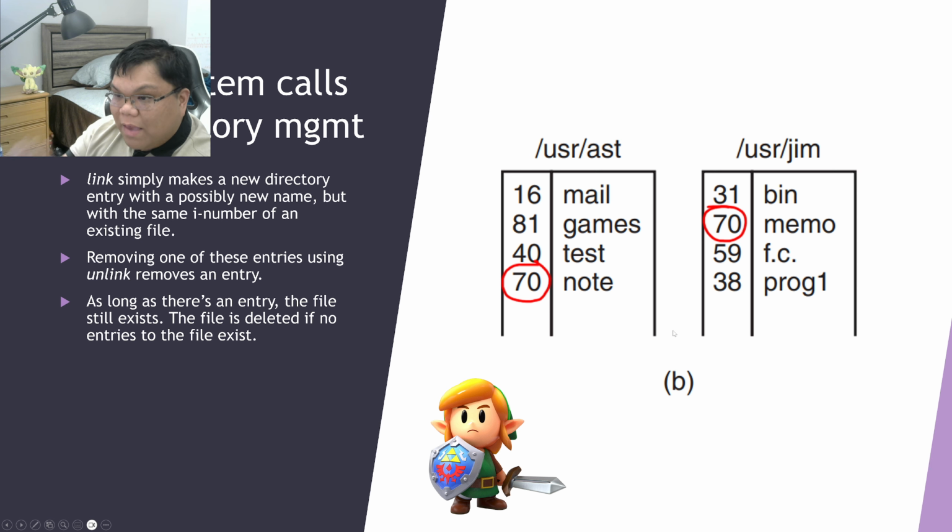Link makes a new directory entry that has the same i-number as an already existing file. But that file name might be different. Removing one of these entries requires using the unlink system call. So even if we took out this entry from Jim's directory, that file still exists because it's also under AST's directory. And if both of these are removed, then the file is deleted because there are no entries for that file anymore.